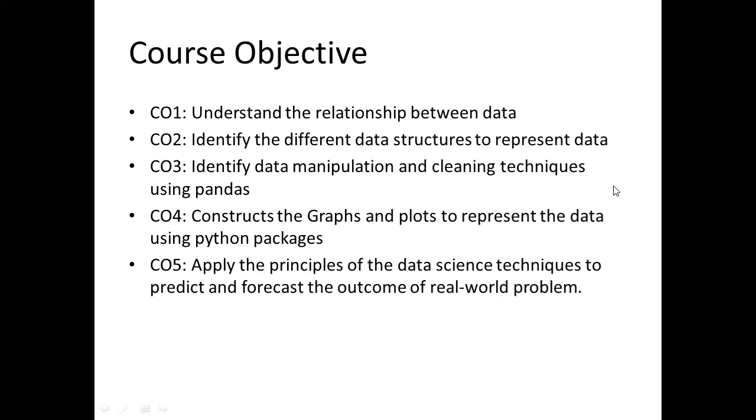Before going to discuss data science, we should understand the objectives of the course. The first objective is to understand the relationship between the data, then identify the different data structures to represent the data, identify the data manipulation and cleaning techniques using Python libraries, and construct graph plots to represent the data using Python packages. Finally, after learning the four objectives, we can apply the principles of data science techniques to predict and forecast the outcome of real world problems.